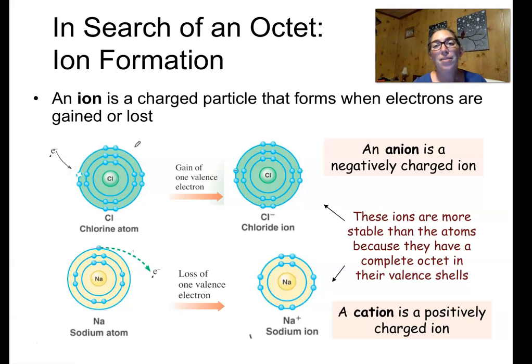But first we have to talk about how ions form, what an ion is. Remember we said atoms are defined as neutral. All atoms are neutral. They have the same number of protons as they do electrons. But if an atom gains or loses electrons, it becomes charged, and we no longer call it an atom, we call it an ion. So by definition, ions are charged, atoms are neutral.